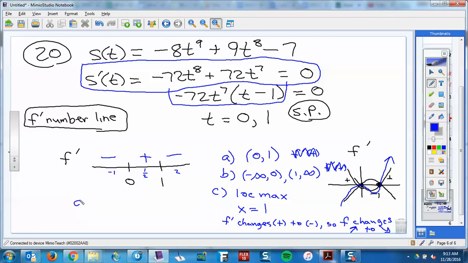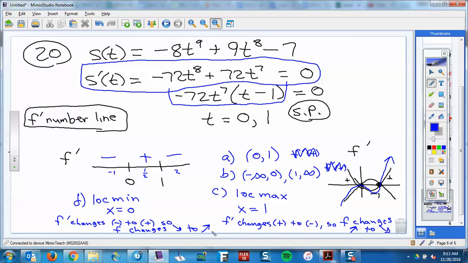Okay, and then D, where's the local min? X equals 0, and then same reason. F prime changes negative to positive, so F changes decreasing to increasing. You've got to make that change. You can't just say F changes decreasing, increasing. You can't just say F prime changes negative, positive. You've got to make that connection between F prime and F. So you've got to have those on there, but it comes from your number line.